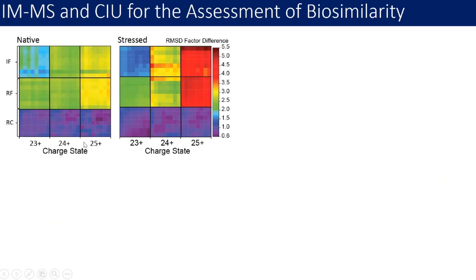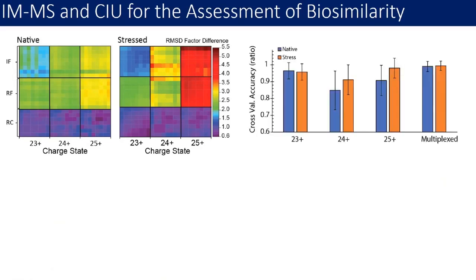You can see the level of difference across each of these different replicates here is pretty minor, but the difference across biosimilars here is dramatic, to the tune of factors of 2 to 5 different, depending upon which level of data you're looking at here.